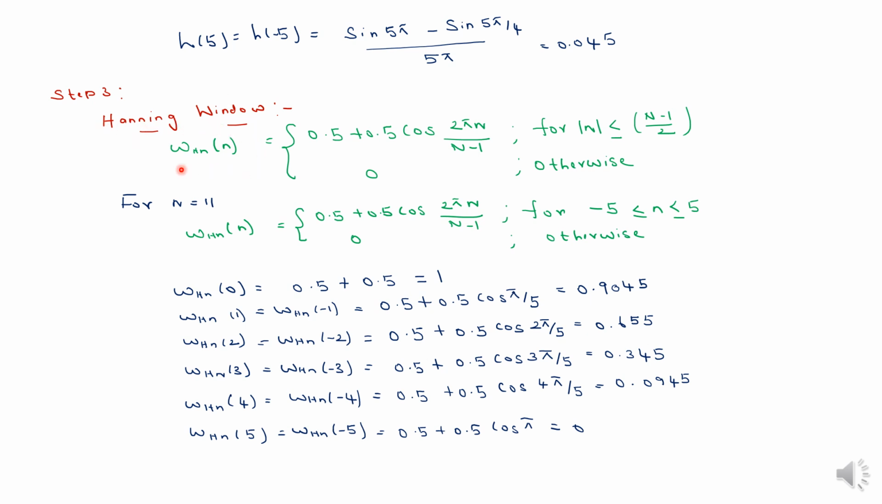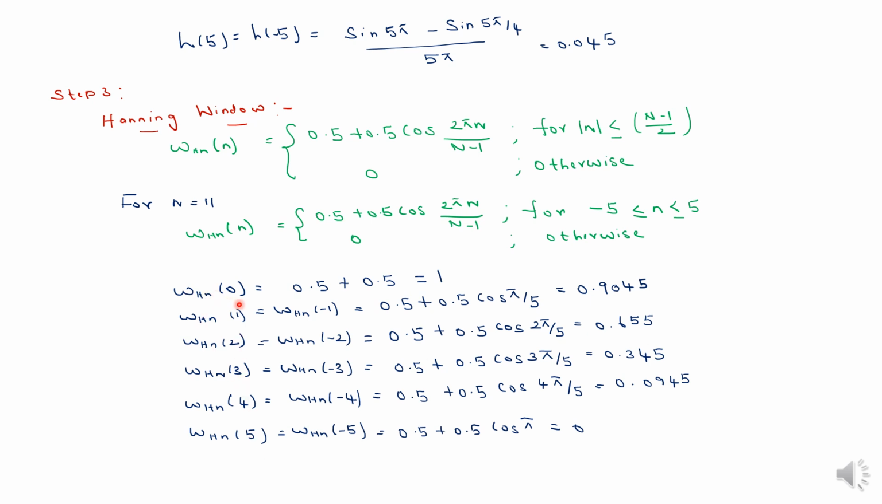We know the window sequence for the Hanning window is mathematically represented by w_Hn of n is equal to 0.5 plus 0.5 into cos of 2 pi n by N minus 1, for mod n less than or equal to N minus 1 by 2, and the value of the window sequence is 0 otherwise. Here the number of samples is 11. When you truncate it to be 11, the value of n will range from minus 5 to plus 5. In a similar manner, we need to find the filter coefficients starting from n is equal to 0 to 5.